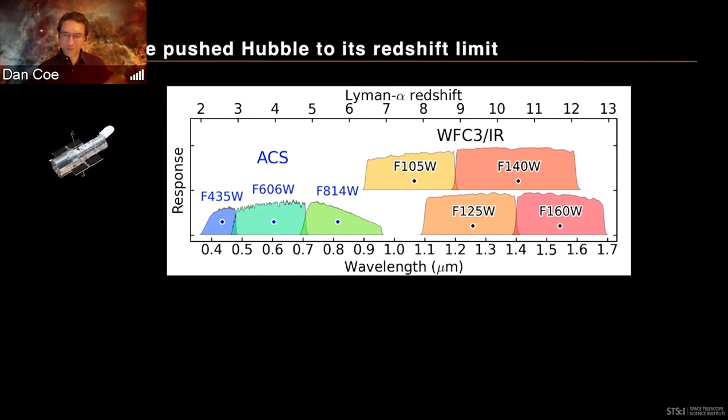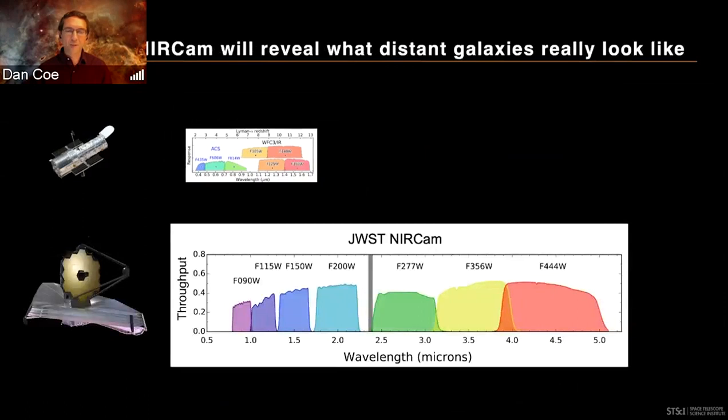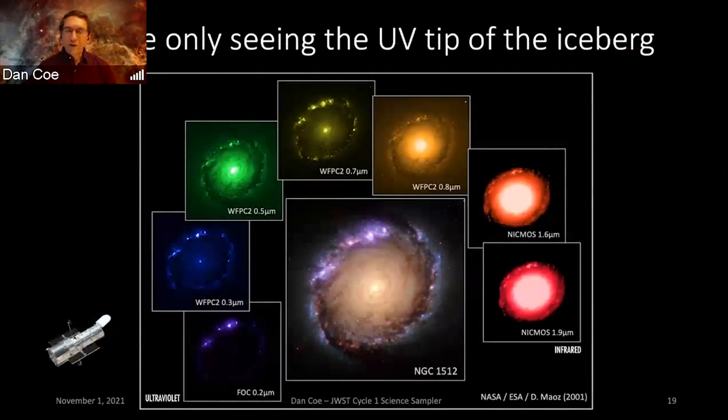And if I take this wavelength range and I shrink it down for comparison, this is what we're going to be getting with James Webb, just with NIRCam. And then we'll go to redder wavelengths still with MIRI. And this will reveal what these distant galaxies really look like. We are just seeing the ultraviolet tip of the iceberg of these distant galaxies.